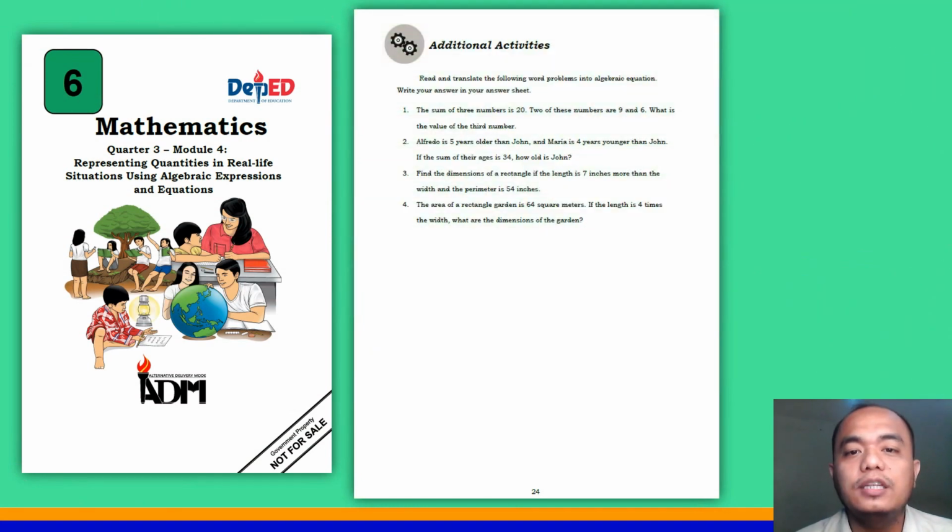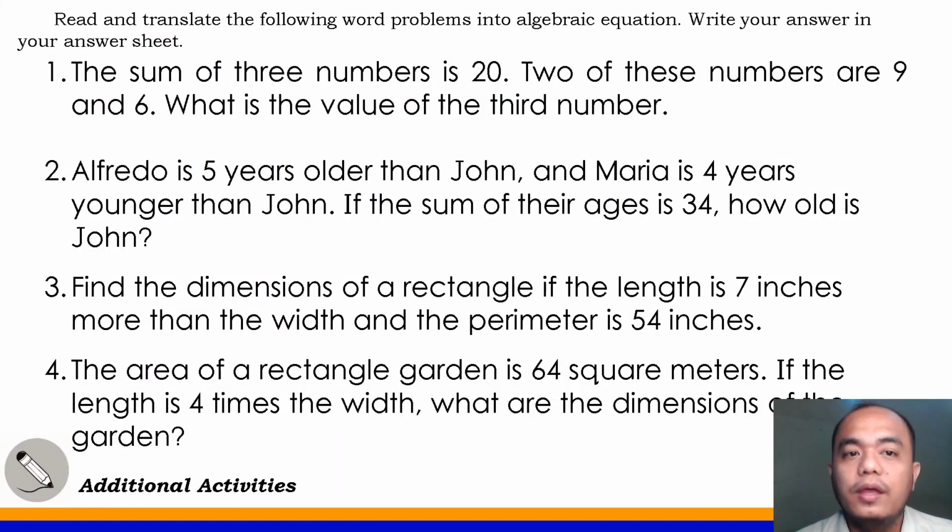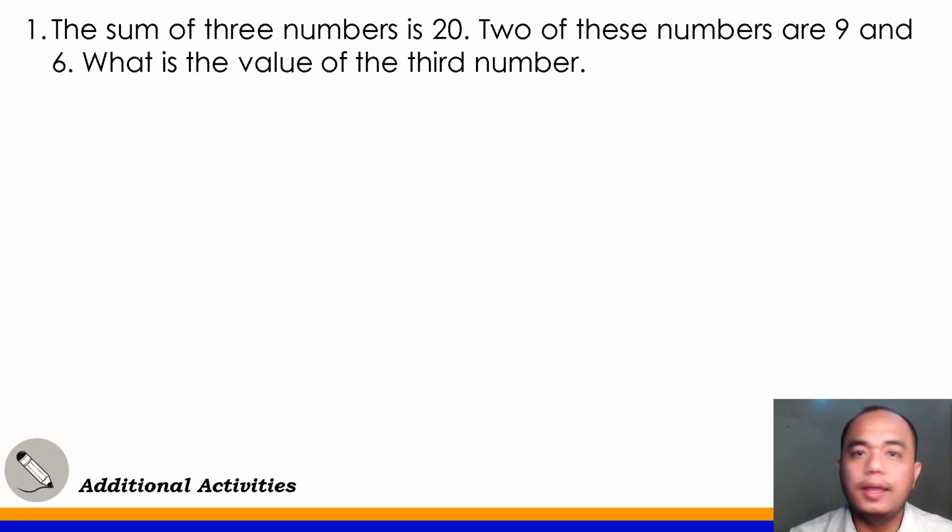Let's proceed to the additional activities of your Module 4, Lesson 2. Direction, read and translate the following word problems in algebraic equations. Let's have number 1. The sum of 3 numbers is 20. 2 of these numbers are 9 and 6. What is the value of the third number? Okay, let Y be the third number. Yung first number at saka yung second number are given, right?